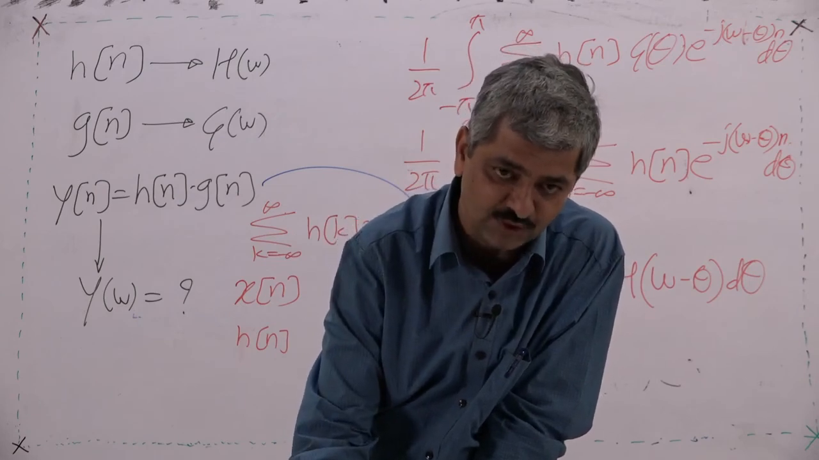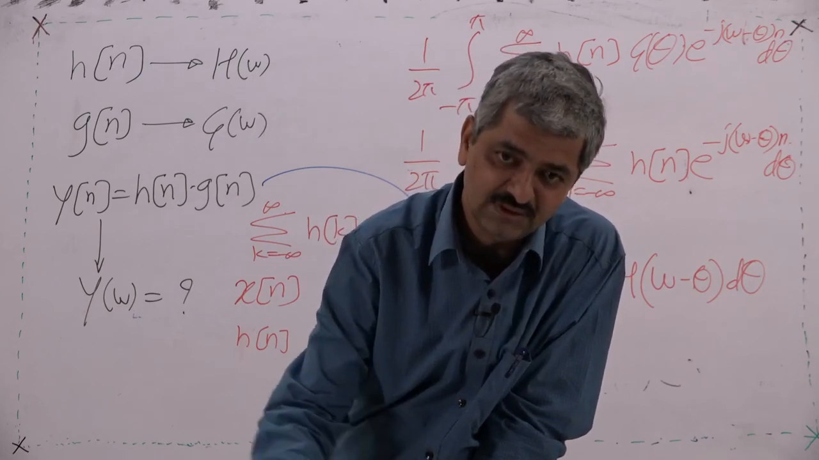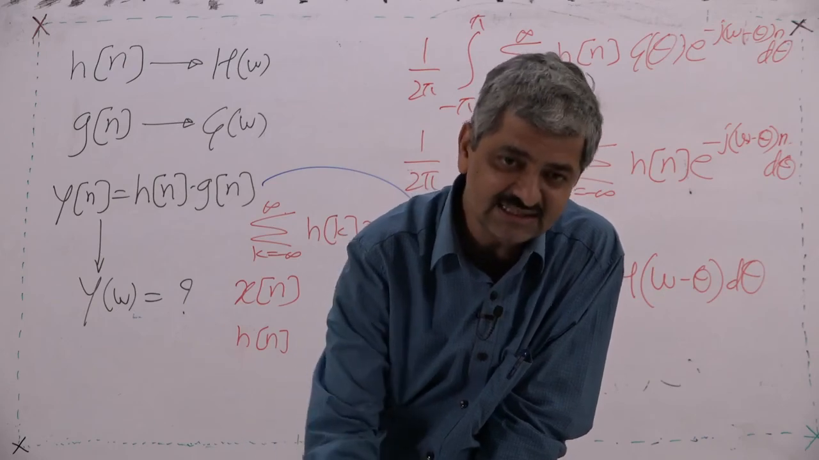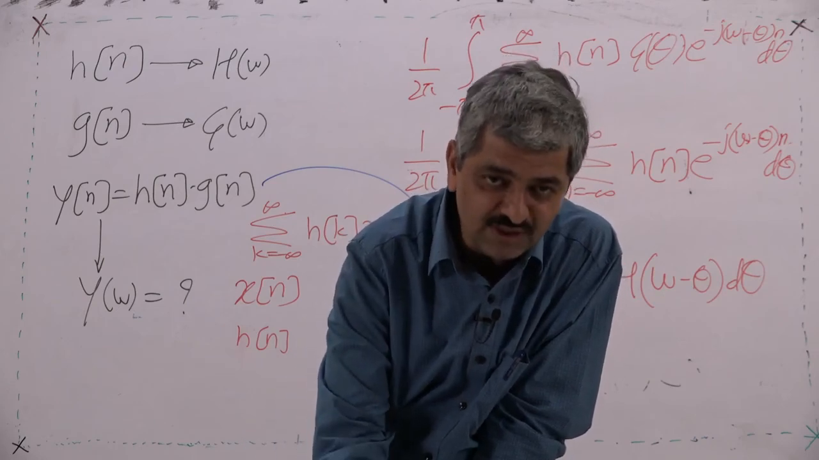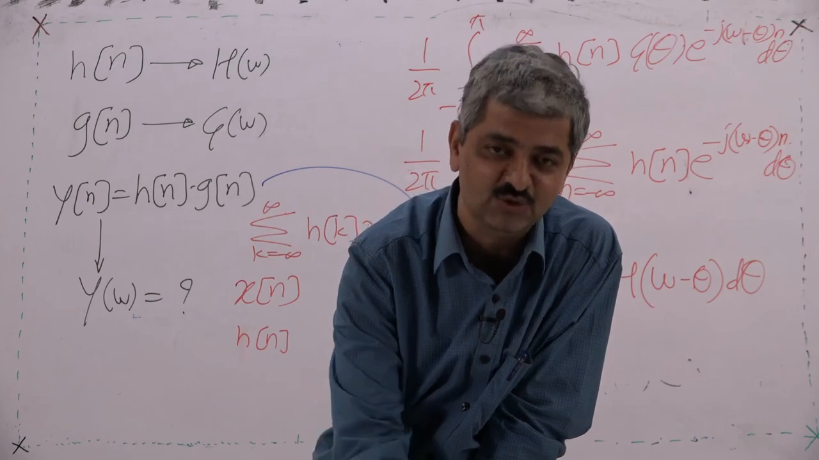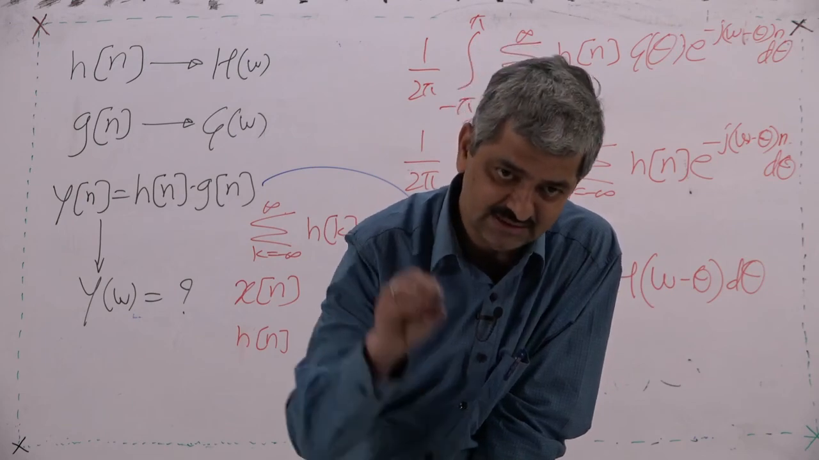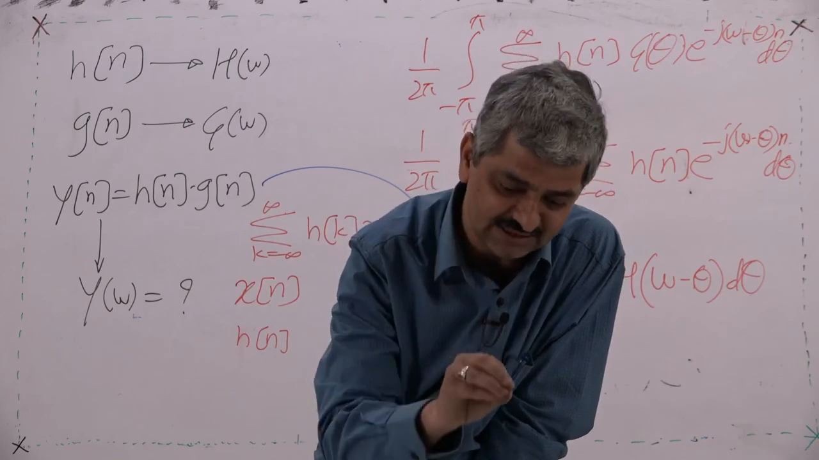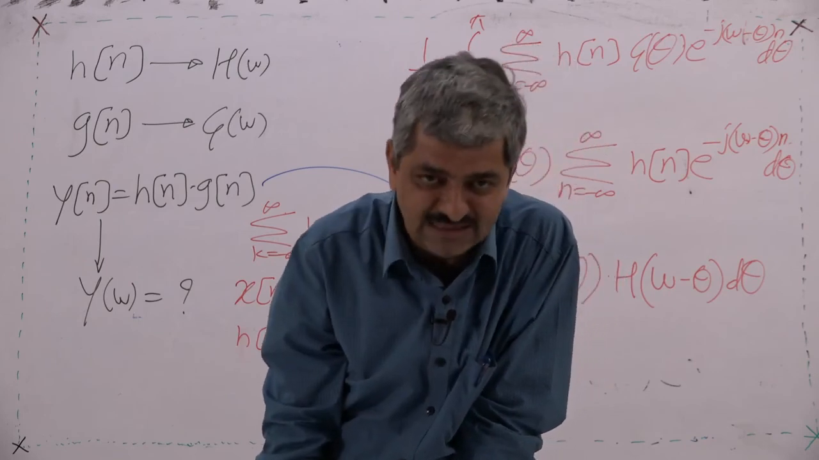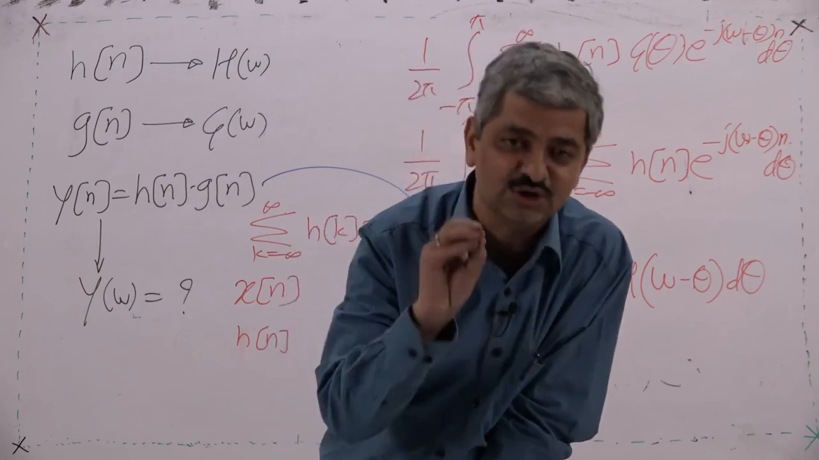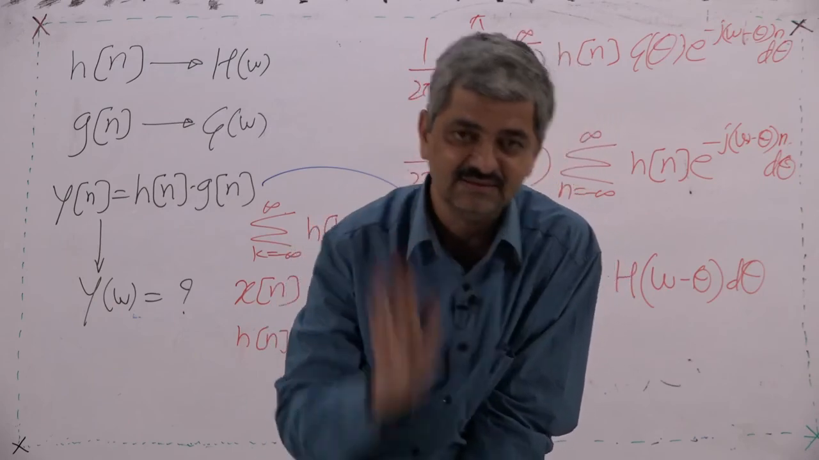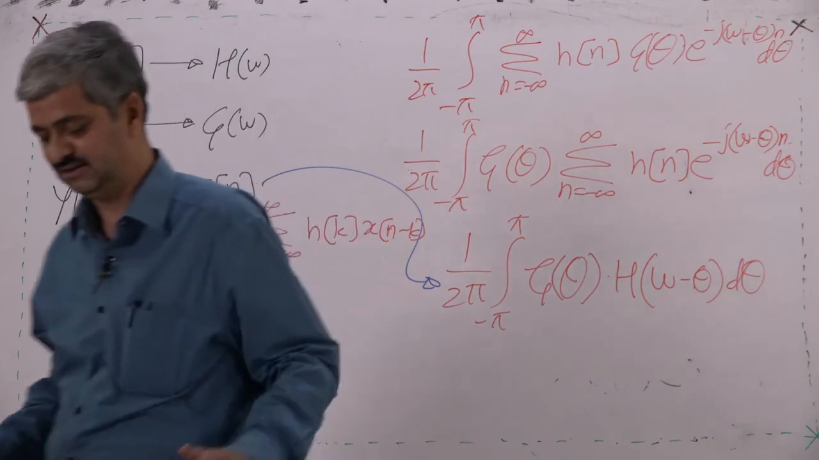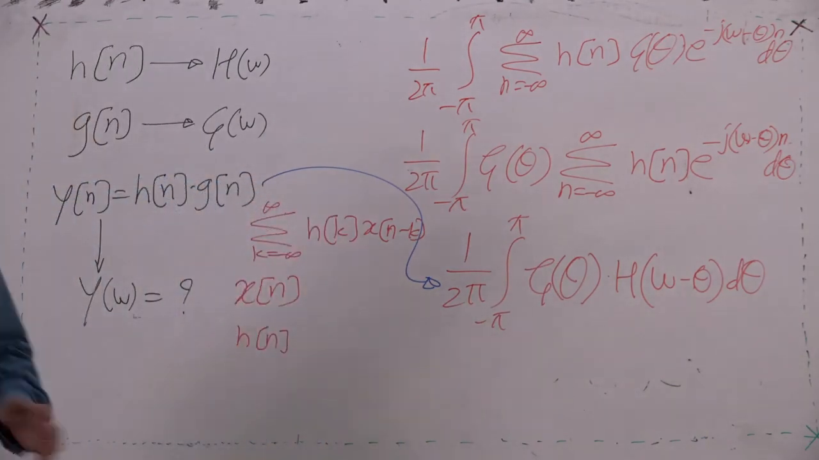DTFT of convolution of sequences is the product of DTFTs of individual sequences. That is, DTFT of convolution is multiplication of DTFTs, and DTFT of multiplication is convolution of DTFTs, right? So I hope that the concept is substantially clear.